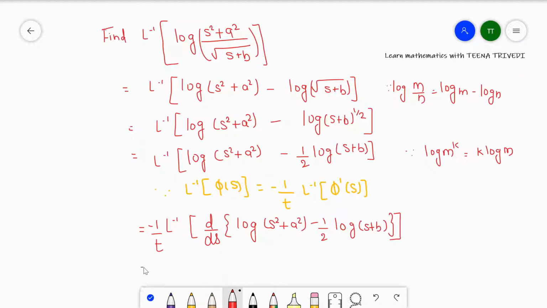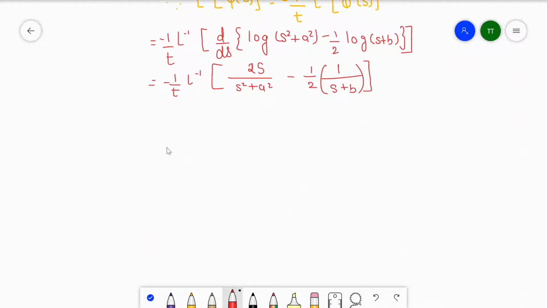Okay, so minus 1 by t, and the differentiation of log (s square plus a square) is 1 upon (s square plus a square), and since we have an s square term, the numerator will be 2s and the denominator will be s square plus a square. In the second part, the differentiation will be 1 upon (s plus b), because it is a linear term, so the differentiation will be 1 upon (s plus b).